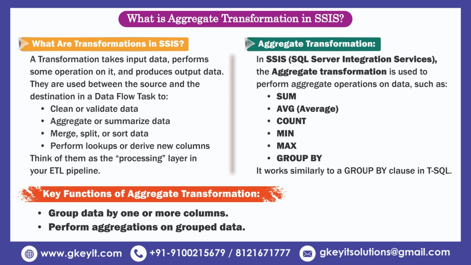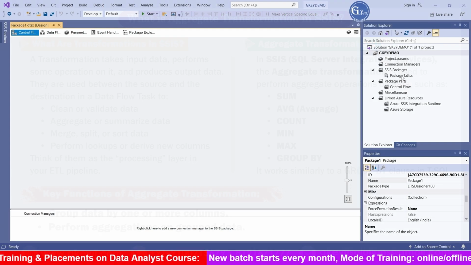Now we'll come to our main topic, that is aggregation transformation or aggregate transformation. In SSIS, that is SQL Server Integration Services, the aggregation transformation is used to perform aggregate operations on data such as sum, average, count, minimum, maximum, group by, etc. It works similarly to the GROUP BY clause in T-SQL. Key features of it are group data by one or more columns and perform aggregations on grouped data. Let us see these things practically in SSIS.